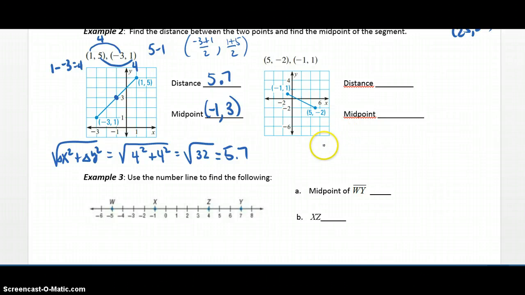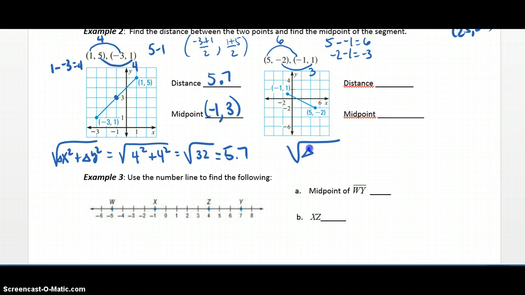Let's try one more. So for the distance, I need my change in x and my change in y. From 5 to -1, I have 6 units. And again, if you need to subtract, that's okay. From -2 to 1 would be up 3 units. -2 minus 1, I would get -3, but again, distance is going to be positive, so we'll just use the positive value.